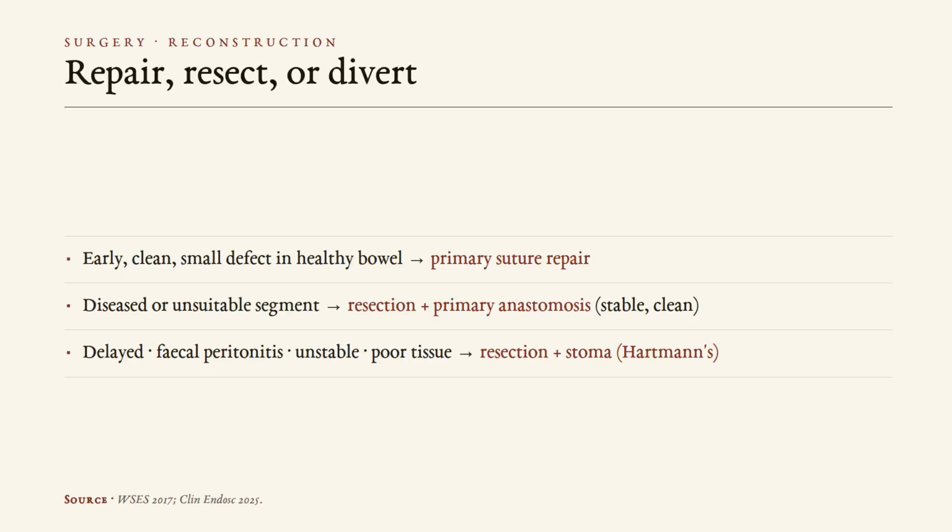Reconstruction is dictated by timing, contamination, and the bowel itself. An early, clean, small defect in healthy bowel may be closed by primary suture repair. A disease segment or a defect unsuitable for simple repair calls for resection with primary anastomosis in the stable, acceptably clean patient. And for delayed presentation, gross fecal peritonitis, instability, or poor tissue, resection with a stoma, a Hartmann's procedure, where an anastomosis would be unsafe.